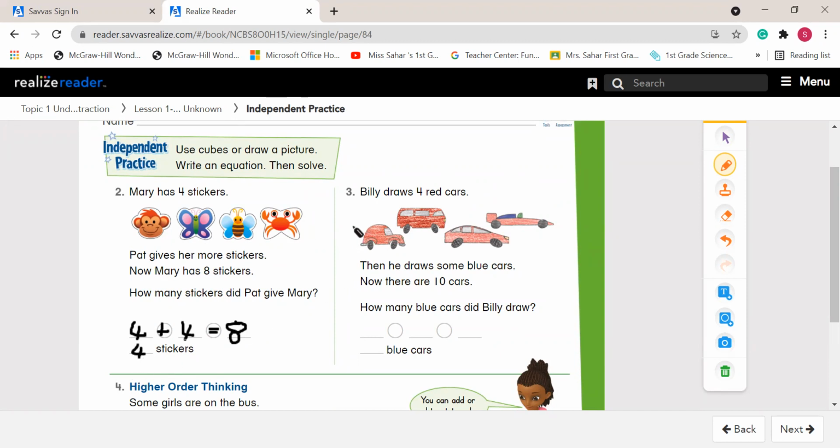All right, I'm going to read the rest for you. Billy draws 4 red cars. Then he draws some blue cars. Now there are 10 cars. So first he drew 4, and now he has 10. So how many did he add? How many did he draw more?